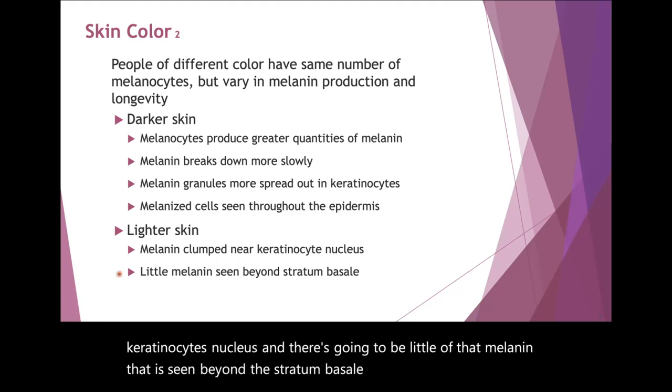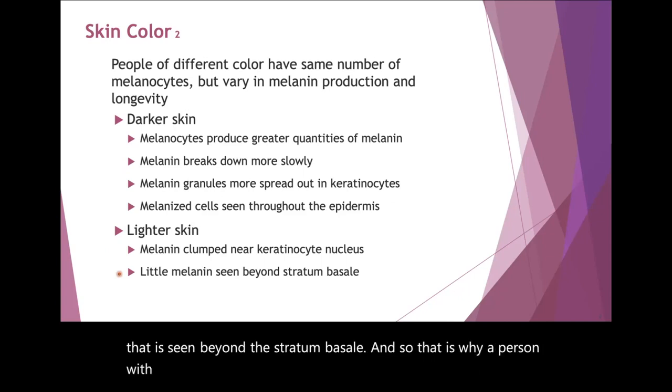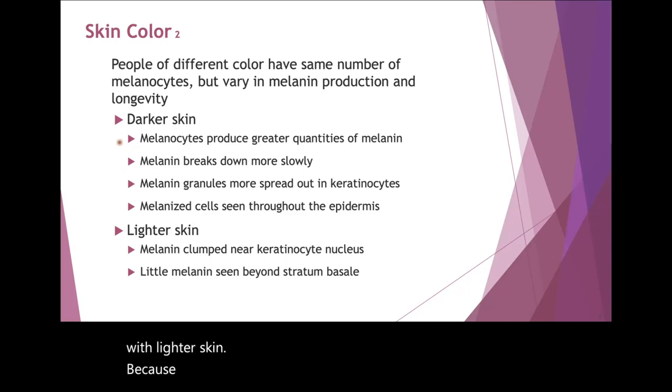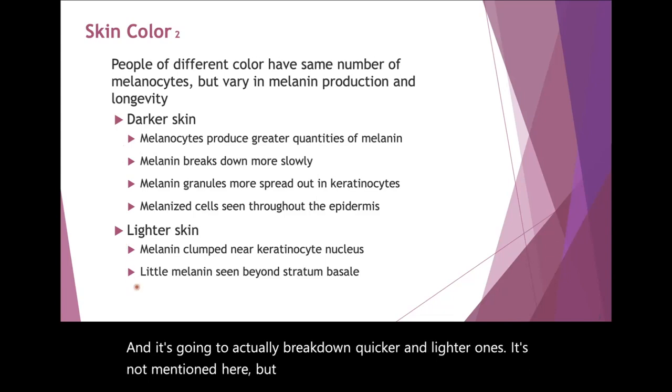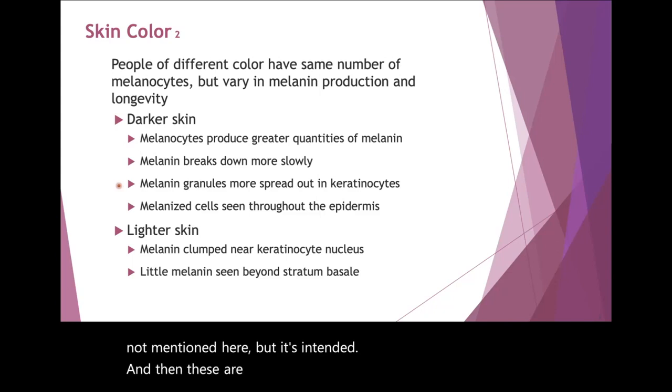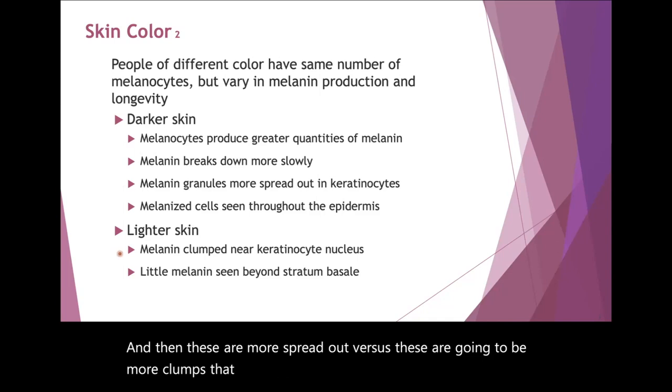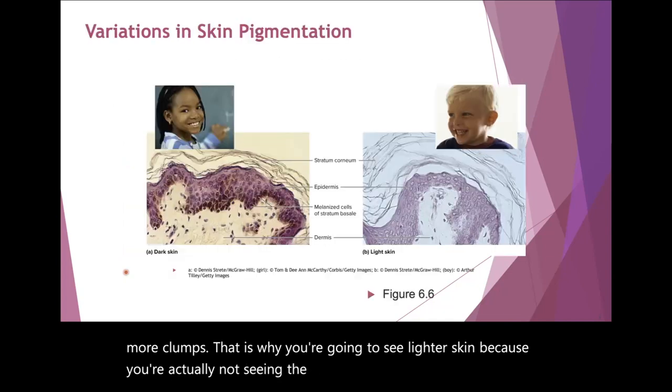That is why a person with lighter skin, number one, doesn't have a greater quantity, and it's going to break down quicker in lighter ones. It's not mentioned here, but it's intended. And then these are more spread out versus these are more clumped. That is why you see lighter skin, because you're actually not seeing the melanin in that skin.